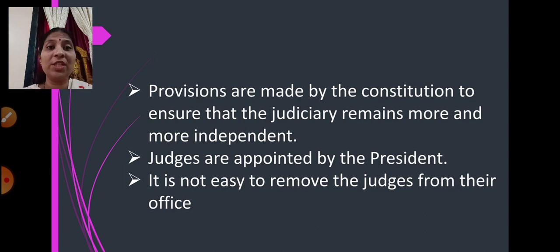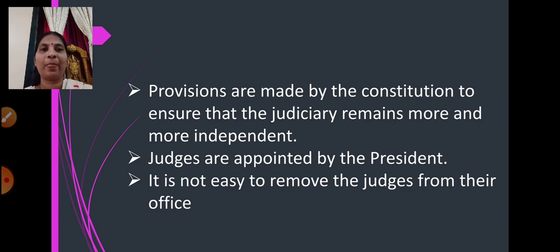There is a procedure which has to be followed for the removal of the judges. It's not easy. The judges have great experience in the field of law, and they should have knowledge about what is legal and what is illegal. And impartiality is of most importance when it comes to giving justice.